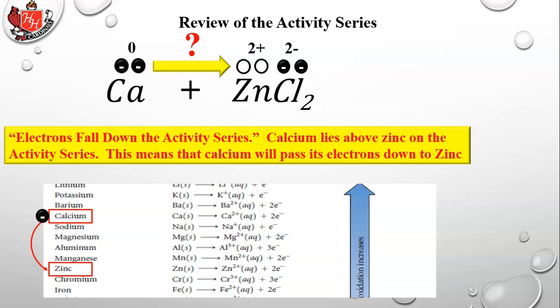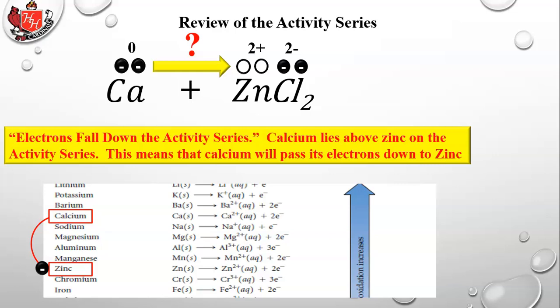Electrons fall down the activity series. Calcium's the lone element, and it lies above zinc on the activity series. This means that calcium will pass its electrons down to zinc, and they'll switch places. So watch how this happens. Calcium's at 0, zinc is 2+. So there goes the electron from calcium down to zinc.